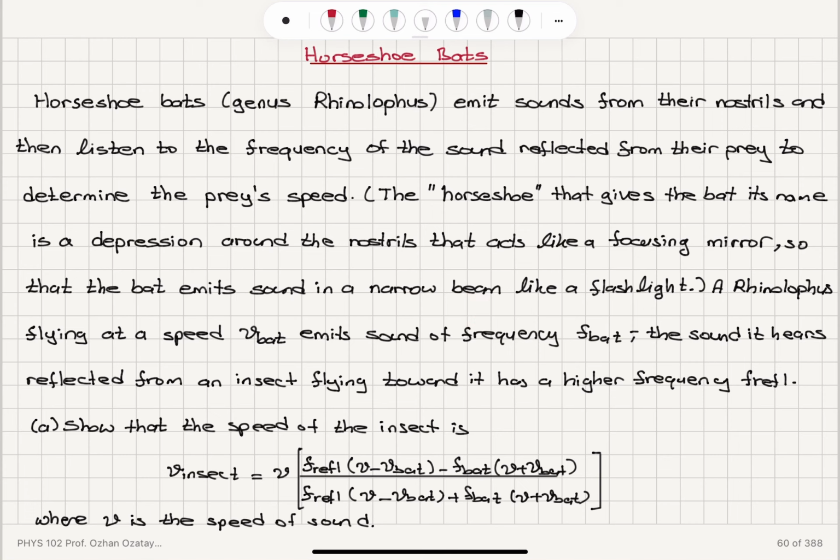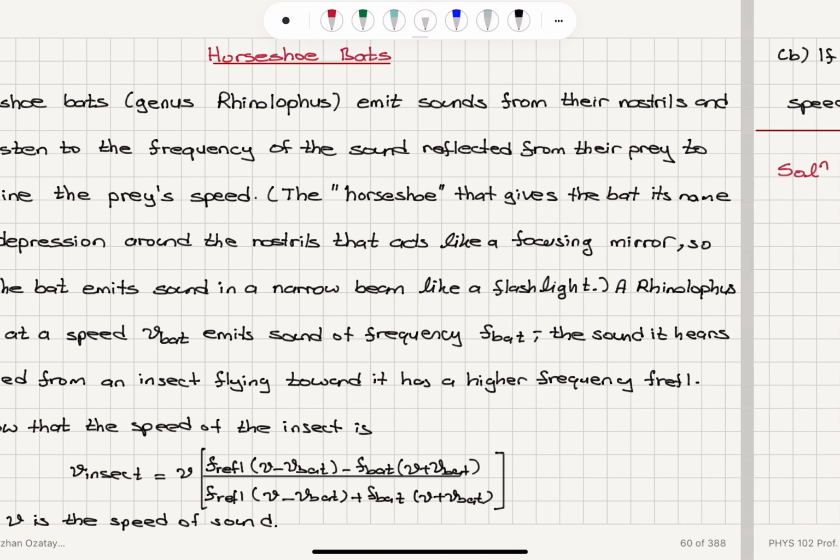A Rhinolophus flying at a speed v bat emits sound of frequency f bat. The sound it hears reflected from an insect flying toward it has a higher frequency f reflected. Show that the speed of the insect is v insect equals v times (f reflected (v minus v bat) minus f bat (v plus v bat)) divided by (f reflected (v minus v bat) plus f bat (v plus v bat)), where v is the speed of sound.